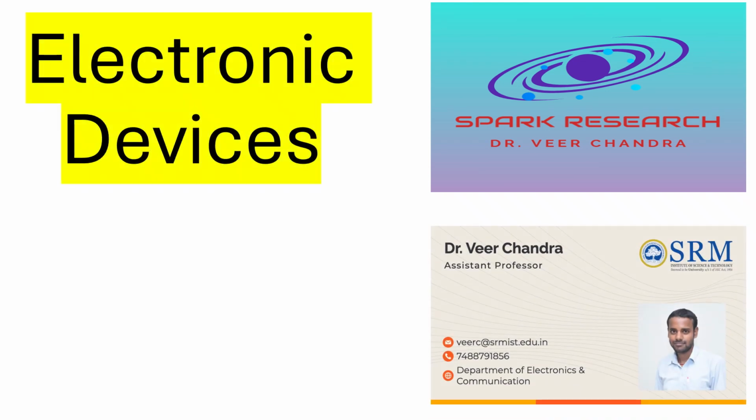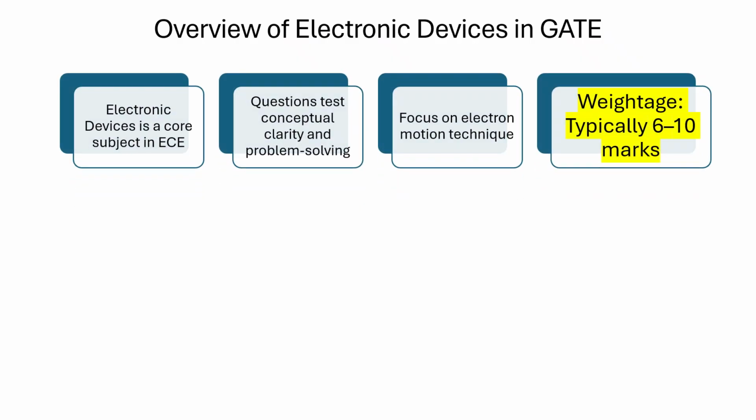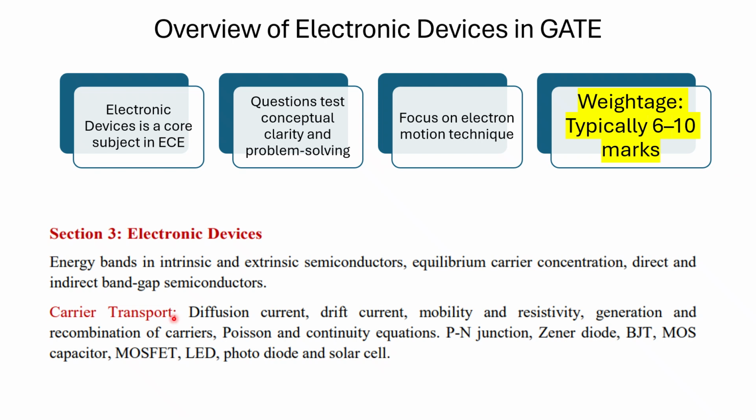So we are currently running a series on electronic devices, and in this session we are going to take some questions which have already been asked in GATE 2025, particularly from this course, electronic devices. Here is an overview for this GATE: mostly the questions may come in the range of 6 to 10 marks, so this is one of the important questions. Here is the syllabus, you can check.